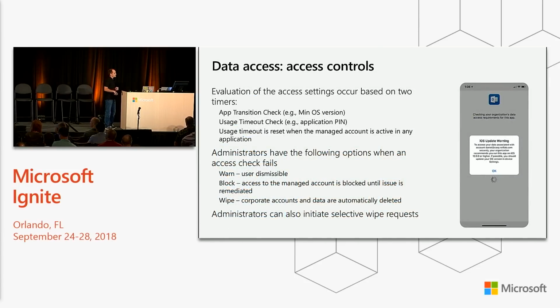From a data access control perspective, I wanted to talk about two key things that we've implemented. So we have two timeouts, or two checks to validate. We have a usage timeout check. After a period of time that you define as the admin, when the user next launches one of the apps, we will prompt them for a PIN. And they have to enter their PIN or biometric or credentials to gain access to that corporate data again.